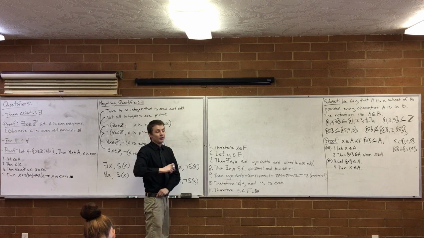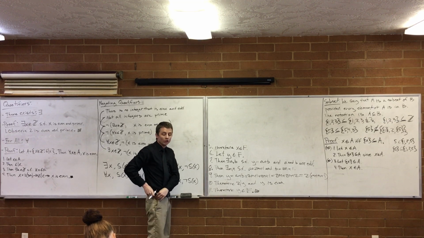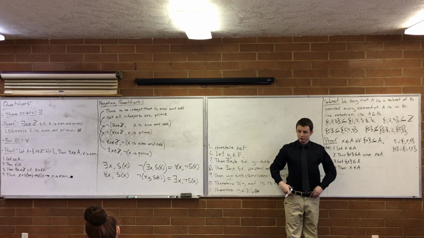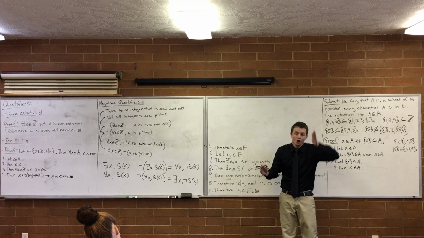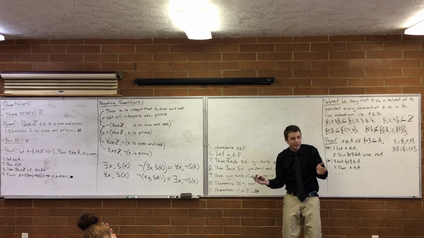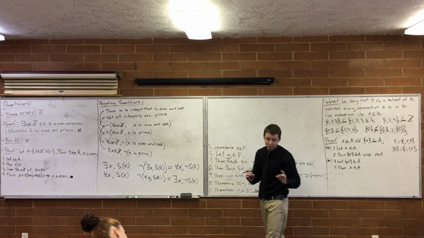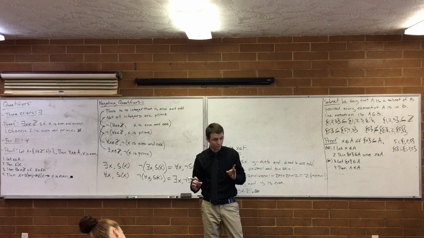Now, there's a difference between contradicting statements and contrary statements. Two statements are contradicting means one of them has to be true, one of them has to be false. Those are contradicting statements. Contrary statements are both statements can't be true.